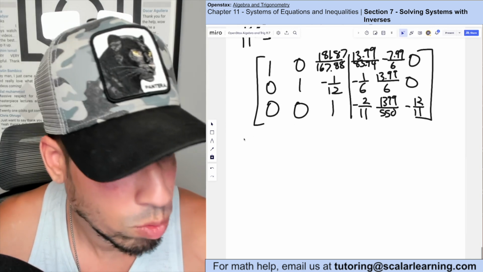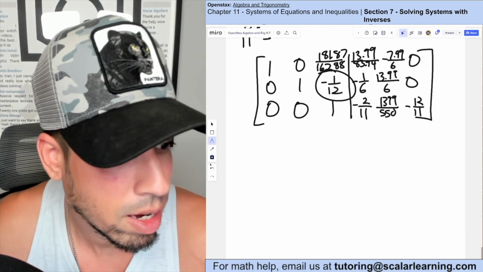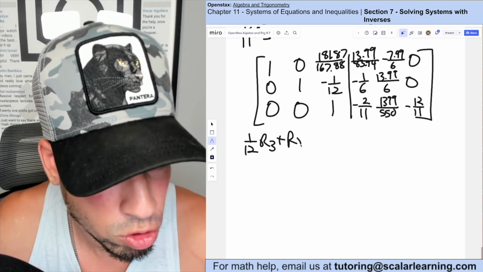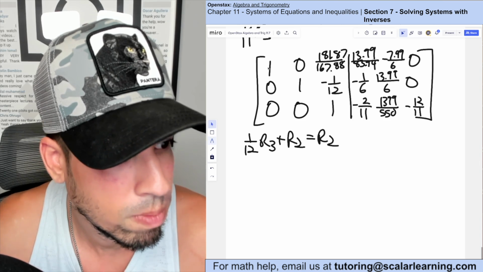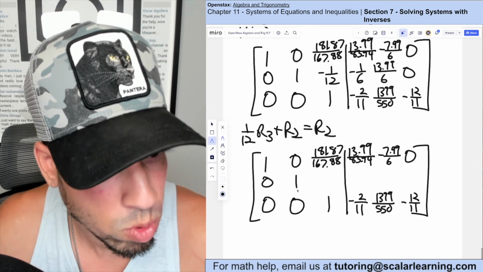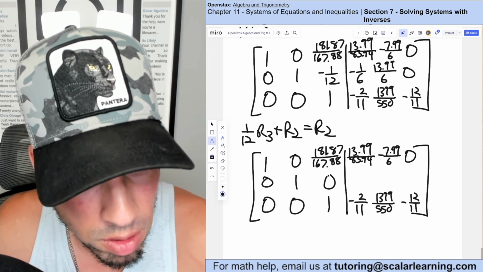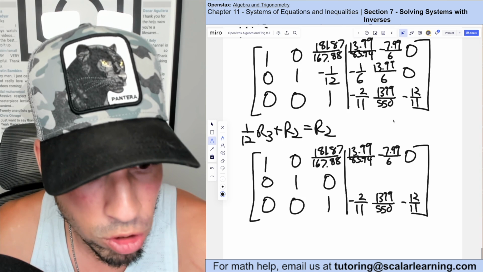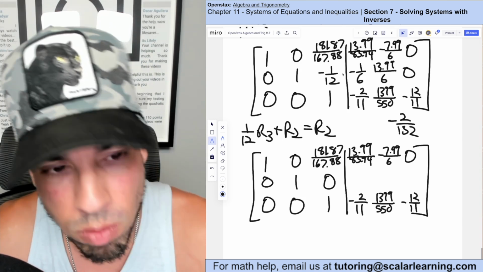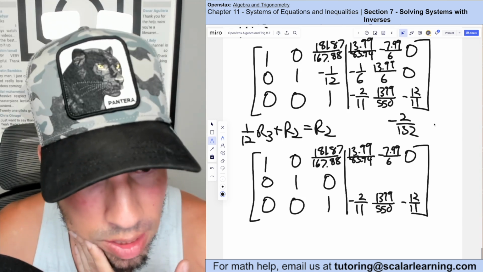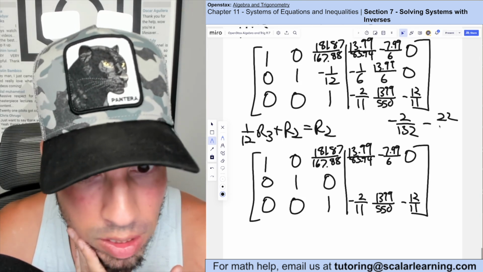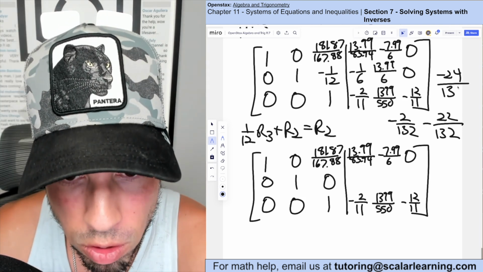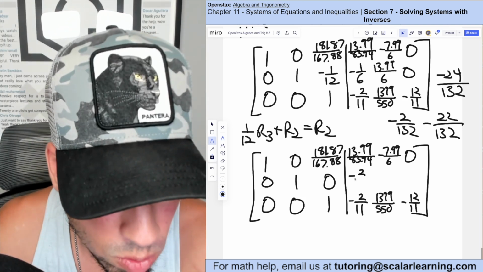It's great. Next, we're going to zero this guy out. So I'm going to do 1/12 times row 3 plus row 2 gives me a new row 2. Let's write it out. So we got 0 plus 0 is 0. 0 plus 1 is 1. Then we got 1/12 plus negative 1/12 is 0. Great. Okay, now we have 1/12 times negative 2 over 11, which is negative 2 over 132, plus negative 1/6, which is negative 22 over 132. So that's negative 24 over 132 divided top and bottom by 12. You get negative 2/11 again.